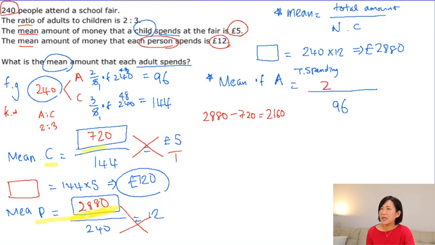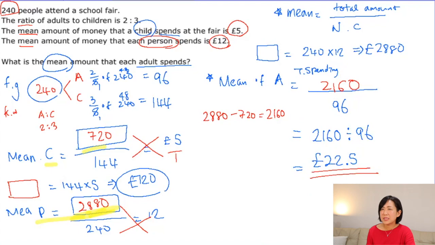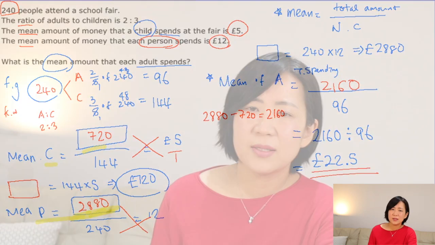£2,160 spent by adults. So now let's calculate it. I'm going to calculate for you. 2,160 divided by 96 is 22.5. So our answer is £22.50. That is the average spending of the adults.